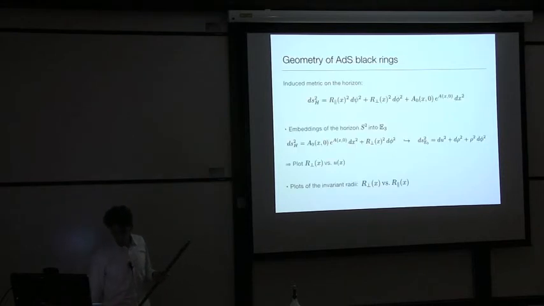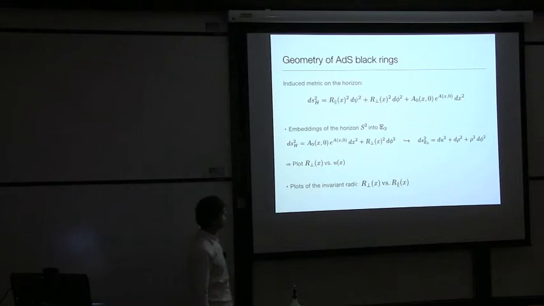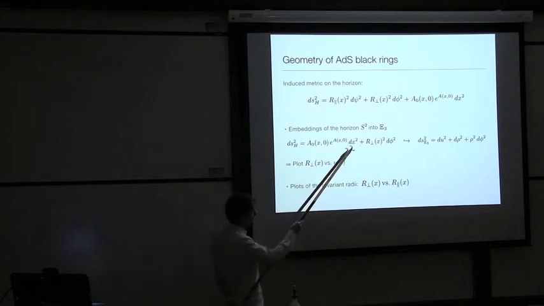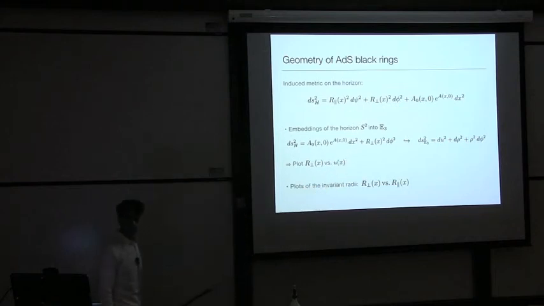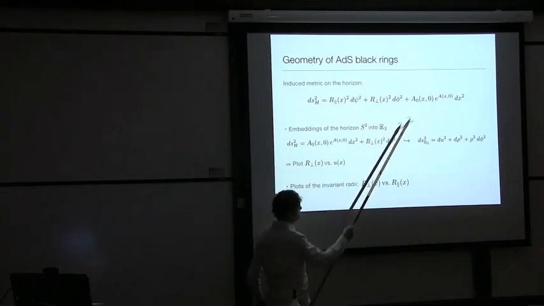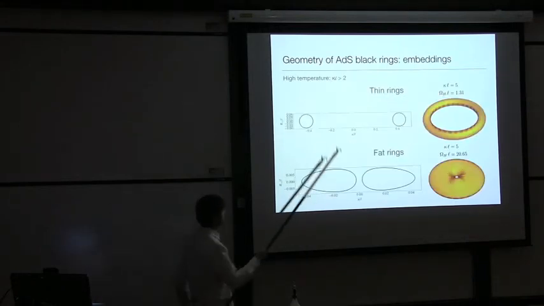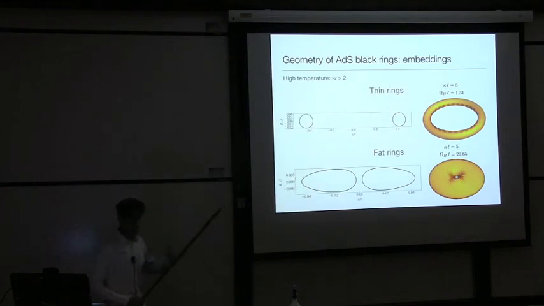Okay, so let's now study the geometry of black rings in AdS. How do they look, and how different are they from the rings in flat space? There are two ways to visualize the geometry. One is by embedding the horizon 2-sphere isometrically into Euclidean space, and the other way is to look at the radii of the two U(1)s that we have. This can tell us how big the rings are in units of the AdS radius. So at high temperatures greater than this value, rings, as in flat space, exist in two families, thin and fat.